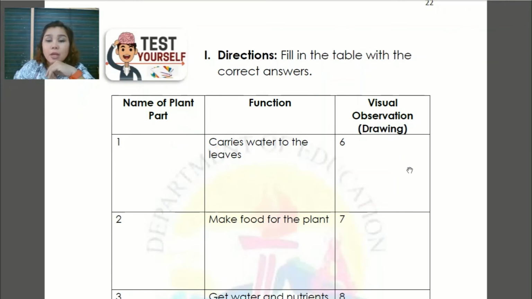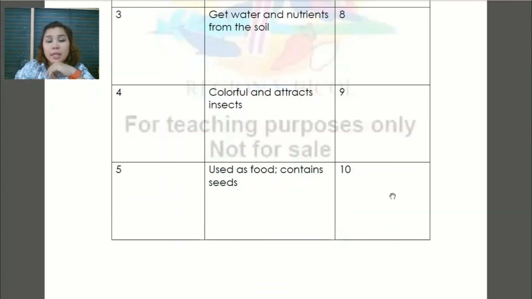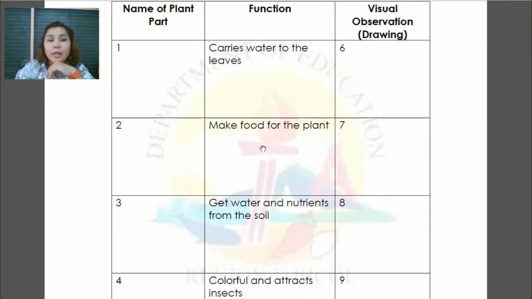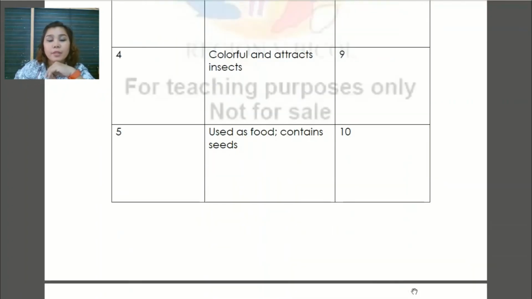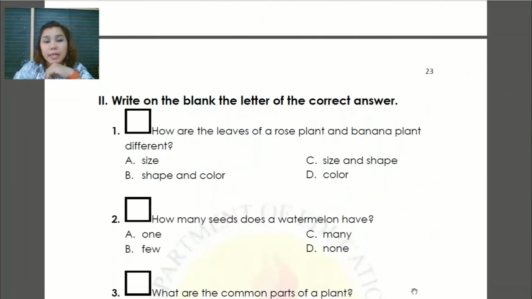And then you have to draw. So visual observation based on the plants that you've seen outside, either when you were answering this module or even before. So you have to draw the plant part being described. And don't forget to color your pictures. So this is from number 1 until number 10. So 1 point for the part, another point for your drawing.